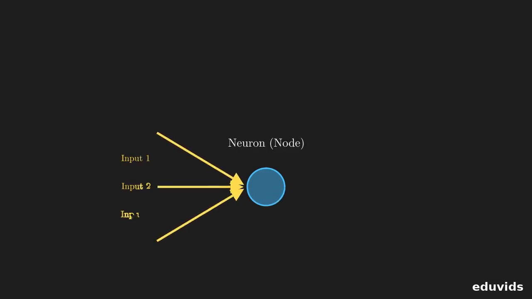At its core, a neural network is inspired by the human brain. Its fundamental building block is called a neuron, often referred to as a node. Each neuron receives multiple inputs, processes them, and then produces a single output. These outputs can then become inputs for other neurons in the network.